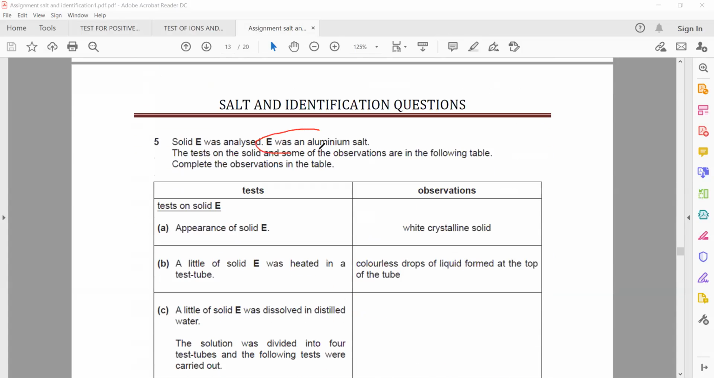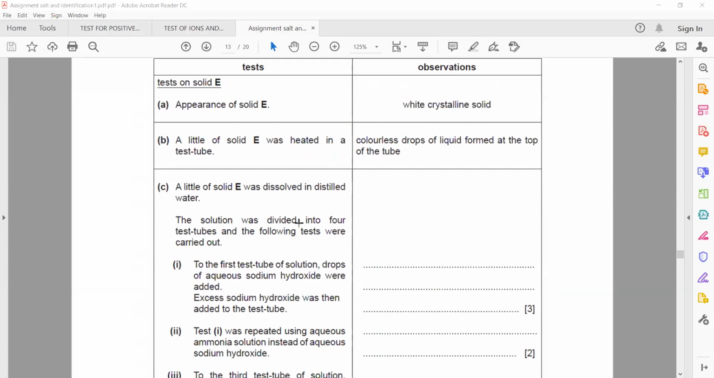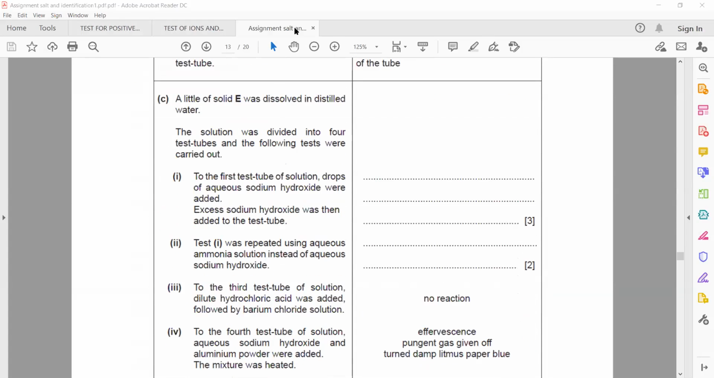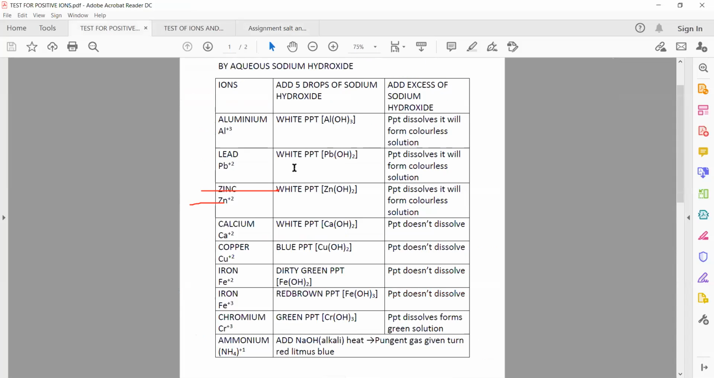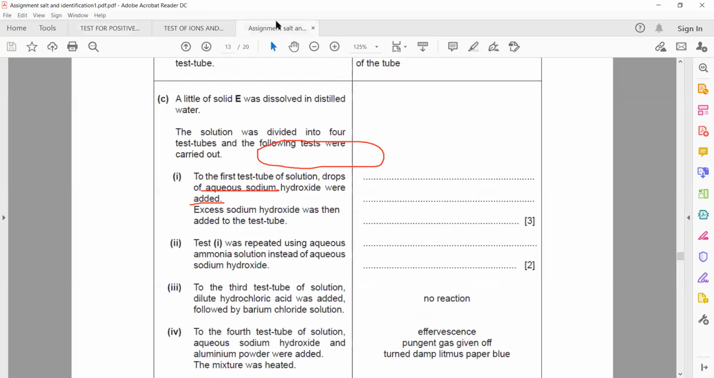Solid E is an aluminum salt. Aluminum salt means it contains aluminum. Solid E is dissolved and the solution is divided into 4 test tubes. To the first test tube, we add drops of sodium hydroxide. If I add drops of sodium hydroxide and I have an aluminum salt, what is the observation? A white precipitate forms. So the first answer will be white PPT.